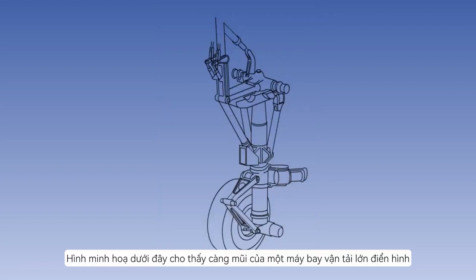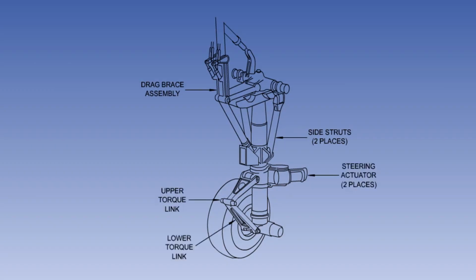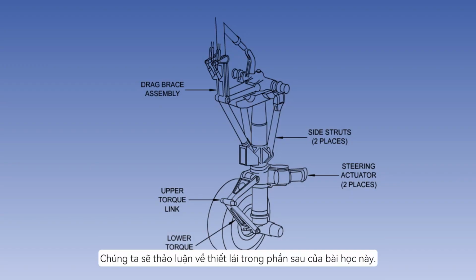The diagram shows a typical large transport aircraft nose gear. As with the main gear, it has a drag brace assembly to give fore and aft support, and side struts for lateral support. The torque links transmit the steering actuator movements to the axle. We will look at steering, but later in this lesson.